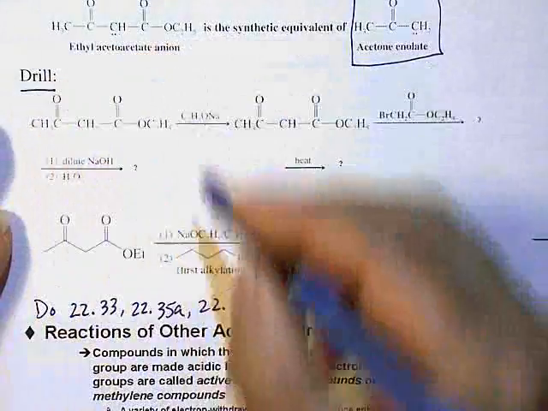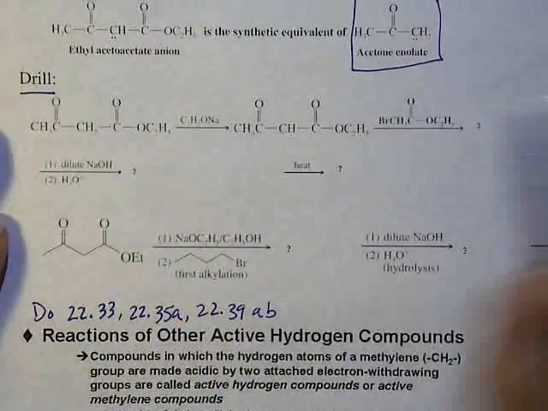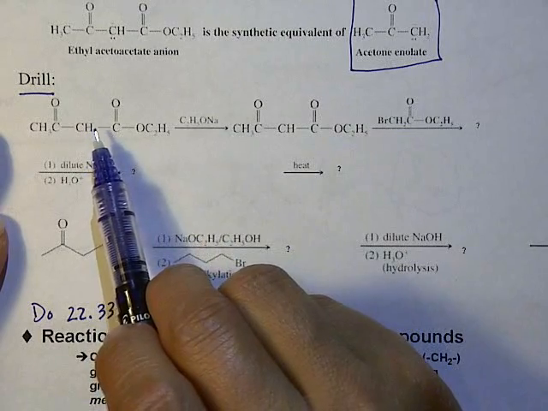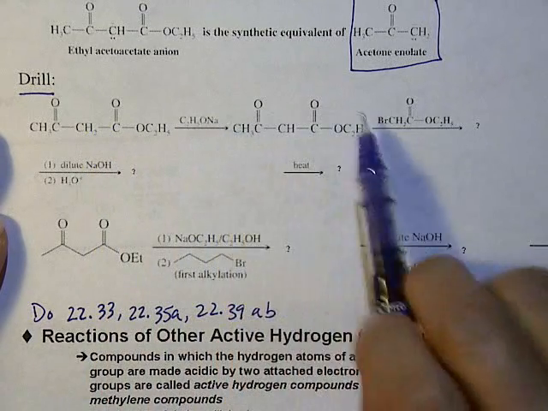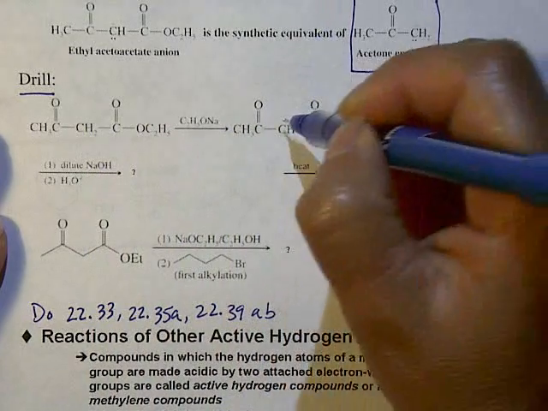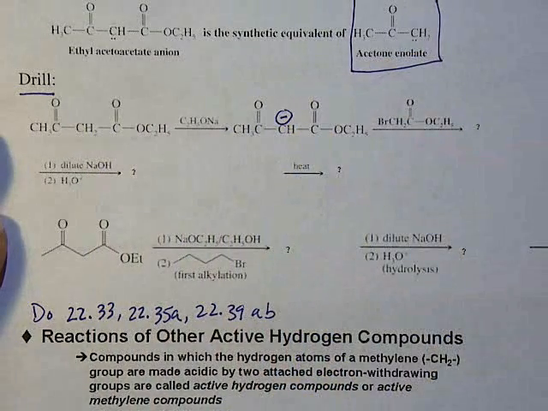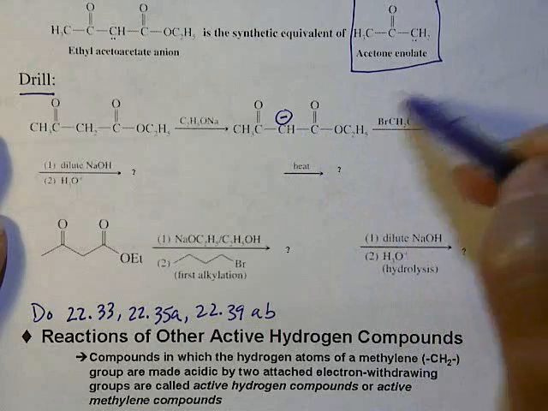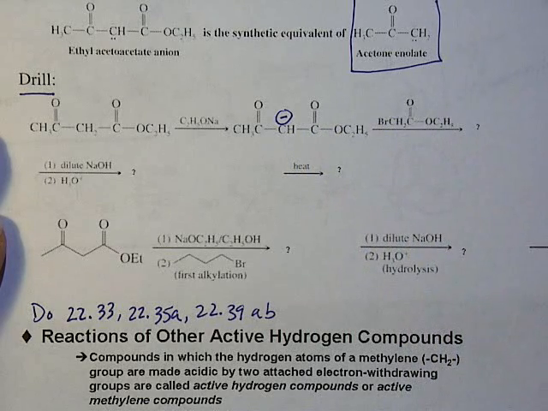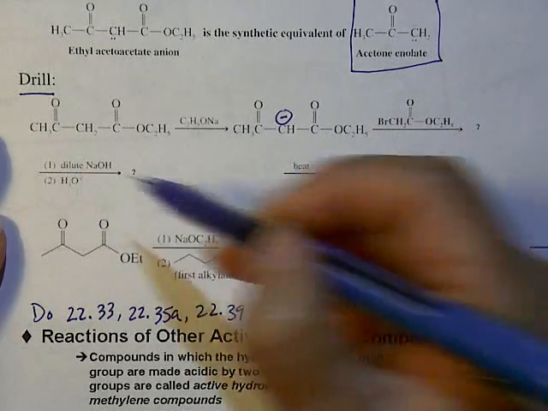And once again, this is a drill problem in which you're now starting with the acetoacetic ester and then base. So you should be able to draw the enolate here, which is going to be a negative charge there. And then this is your Rx, all right? And then tell me what the product will be.